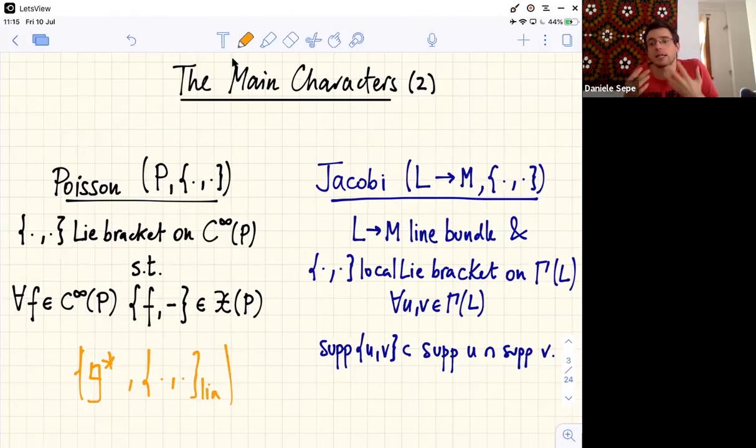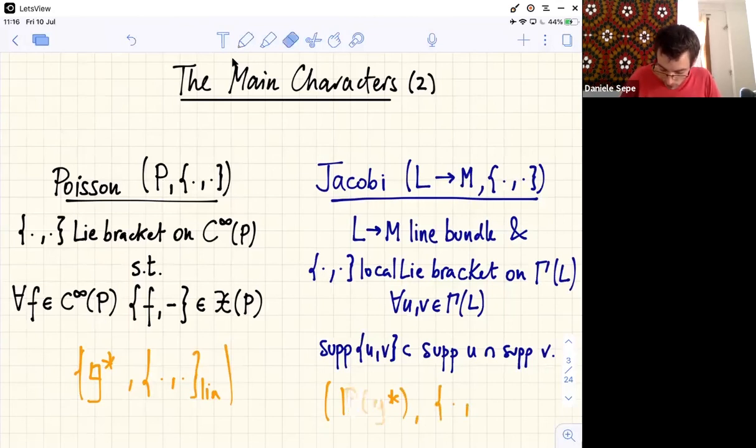There is some work that can be done to say that this is essentially equivalent to saying that contracting with a section gives rise to a differential operator of order at most one on L. This is what Kirillov essentially proved when he was thinking about these things. So any questions so far? And let me just say that your favorite example of a Jacobi manifold in this talk will be very closely related to the previous example.